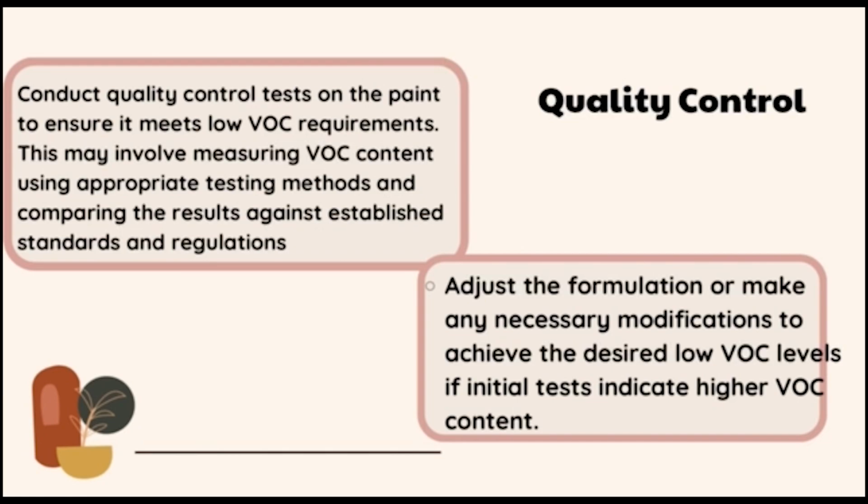Next, we will continue to the quality control. When we conduct quality control tests on the paint, which is to ensure it meets low VOC requirements, this may involve measuring VOC content, using appropriate testing methods, and comparing the results against established standards and regulations. Next, we have to adjust the formulation or make any necessary modification to achieve the desired low VOC levels if initial tests indicate higher VOC content. So this is to make the low VOC paint in high quality and in good condition.